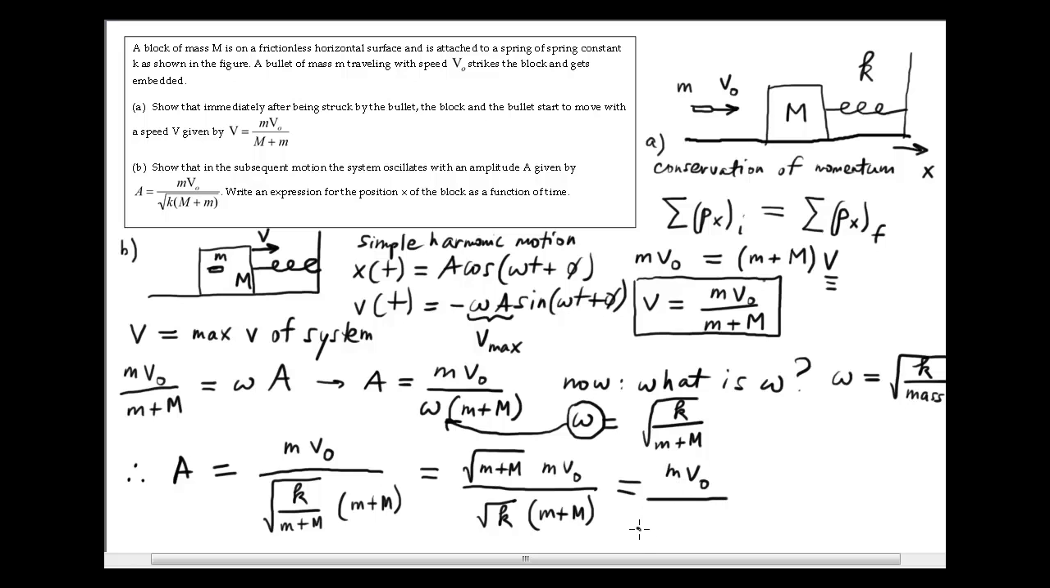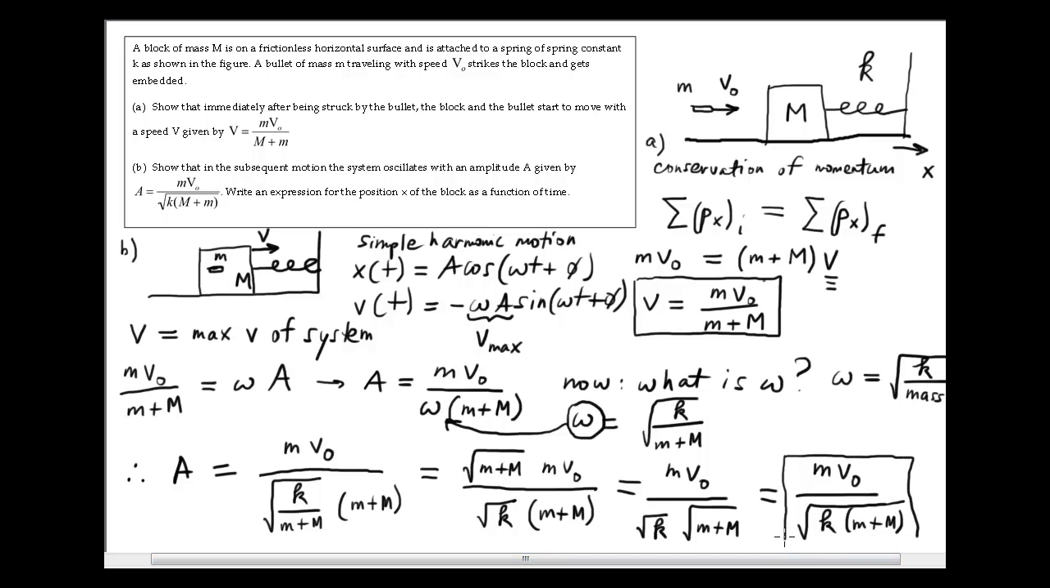So a little simple arithmetic gives us, in the denominator, square root of k times square root of little m plus big M. And when we multiply two quantities inside square roots, we can just write the square root of the product. So we get m v0 over square root of k times little m plus big M, all inside the square root. And sure enough, that's exactly what the question statement told us we should get if we did the problem correctly.